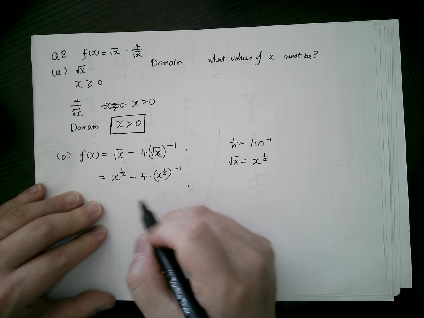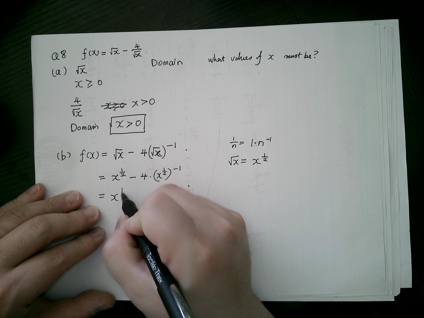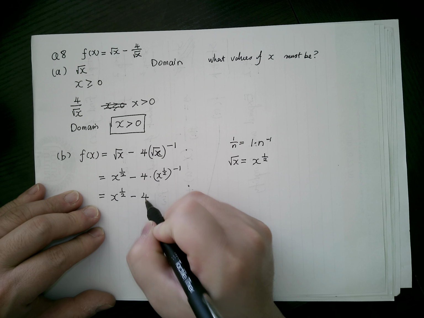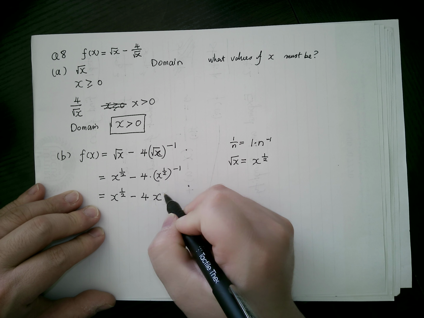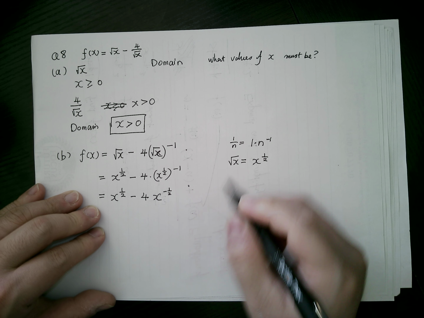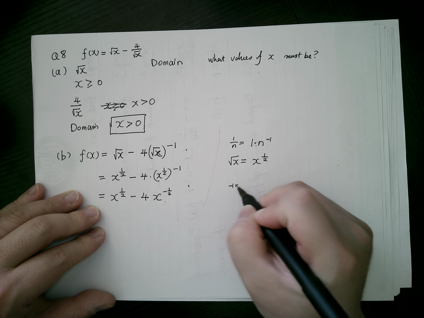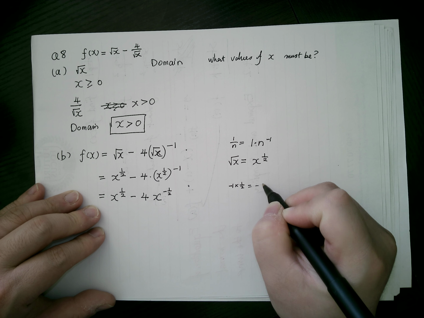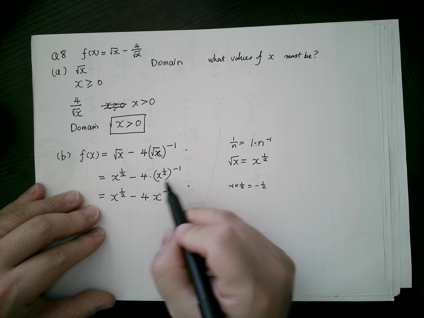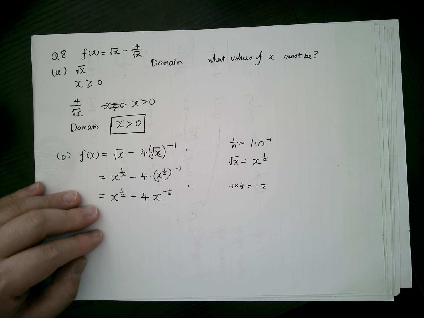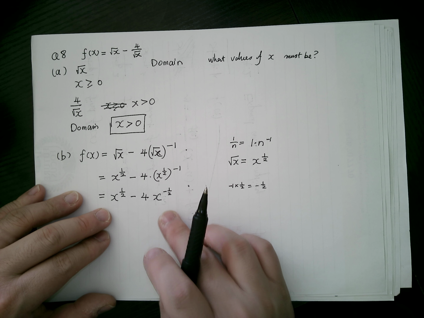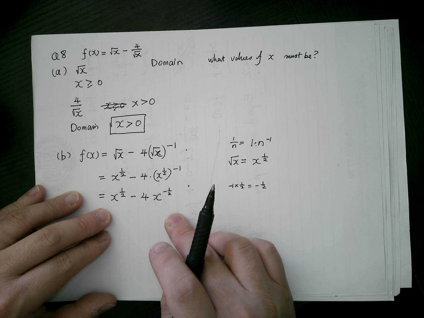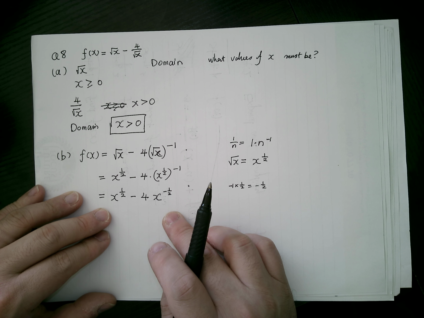And then we can just do the index rules. That is x to the half minus 4 times x to the power of negative a half, since negative 1 times a half is negative a half, because when you take out the brackets of the index rule, you have a half times negative 1. So that is the function. All right.